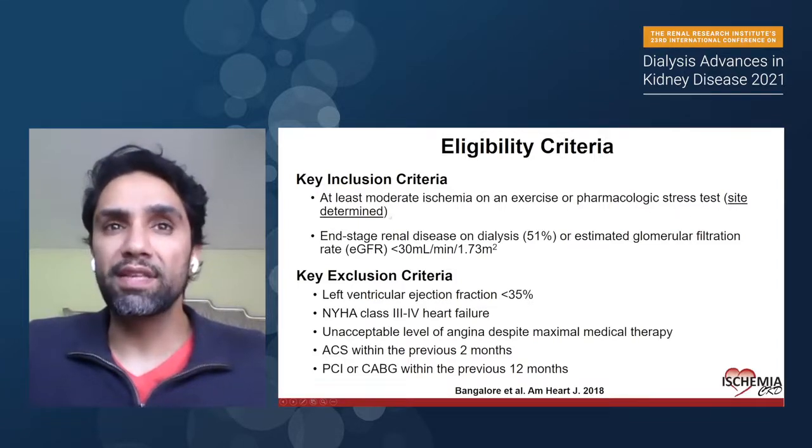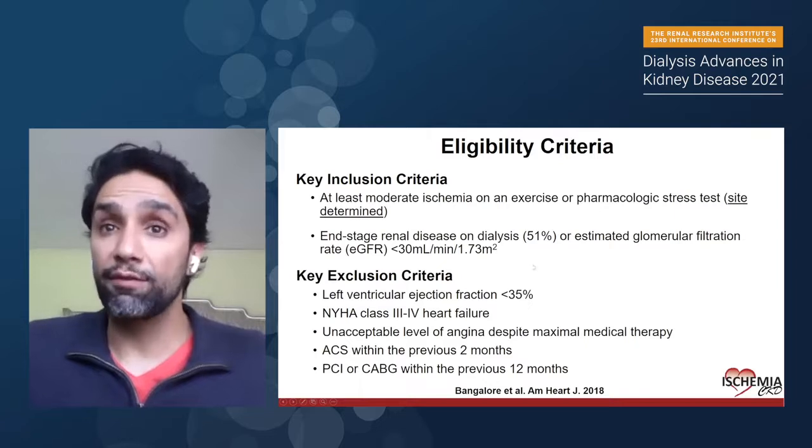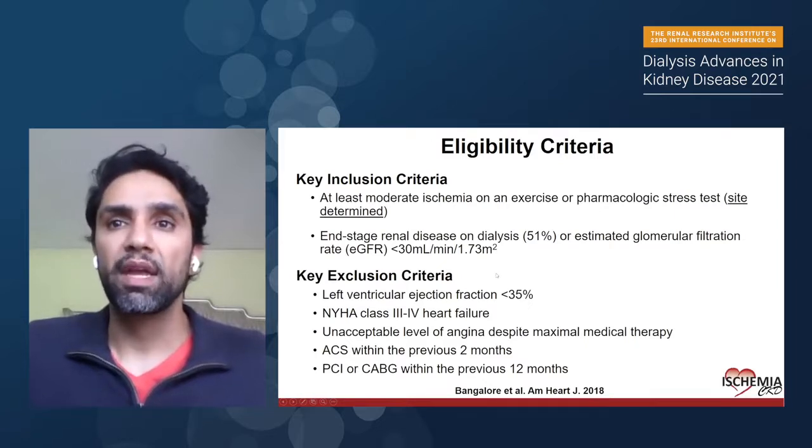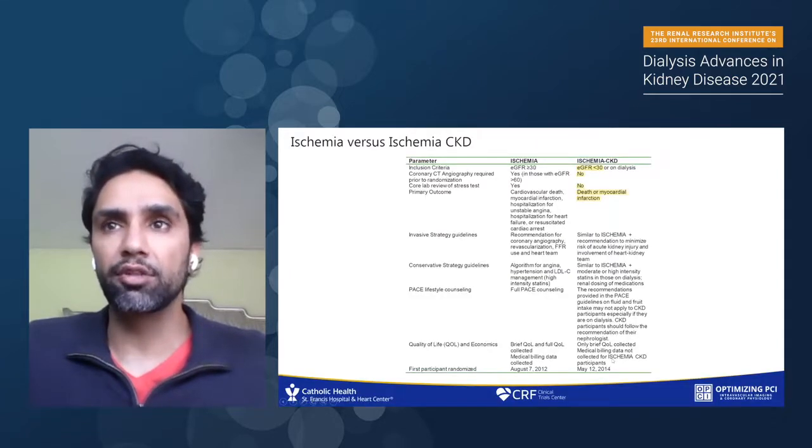Please take note that this is a site-determined stress test, which was different to the main ischemia study. If you had a low EF, NYHA class 3 or 4, too much angina, or an acute coronary syndrome, or stents or bypass within the 12 months, you got excluded.